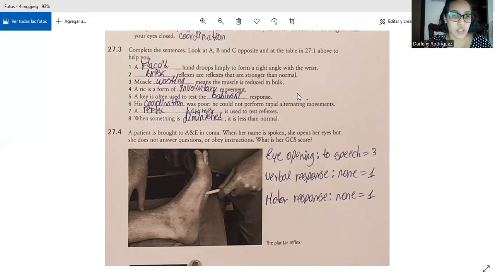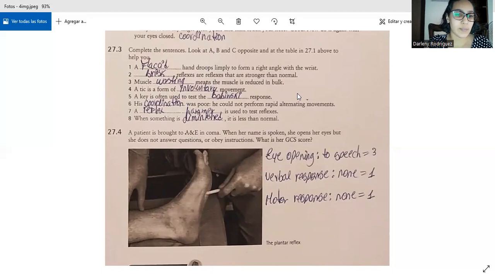His coordination was poor. He could not perform rapid alternating movements. A reflex hammer is used to test reflexes. When something is diminished, it is less than normal.